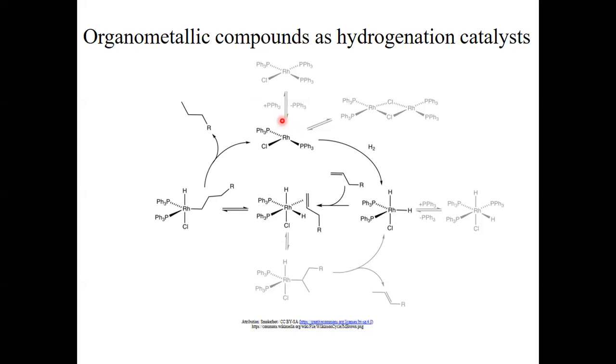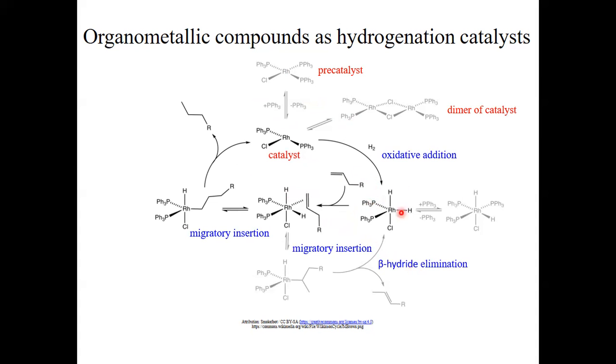Okay, so this is one application of an organometallic compound as a catalyst, in this case to catalyze a hydrogenation reaction. So yeah, here are just the additional steps which I actually just have explained. The last step is a reductive elimination.